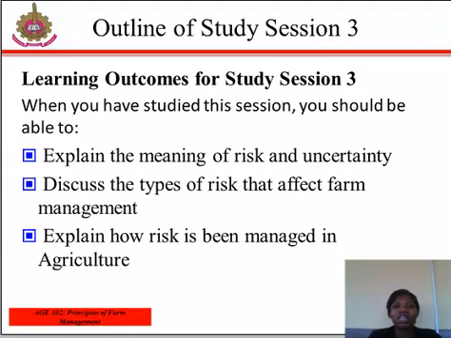At the end of this study section, you should be able to explain the meaning of risk and uncertainty. Secondly, you should be able to discuss the types of risk that affect farm management. And thirdly, you should be able to explain how risk is being managed in agriculture. Let's take this learning outcome one after the other.